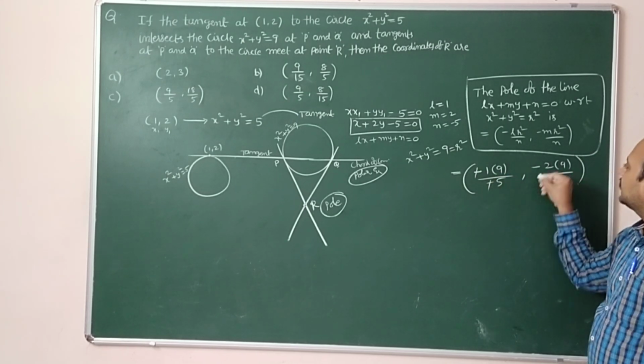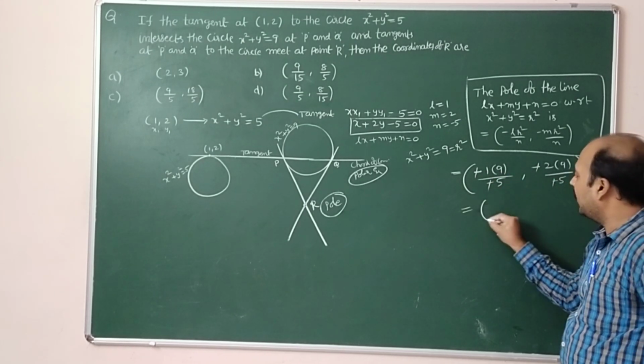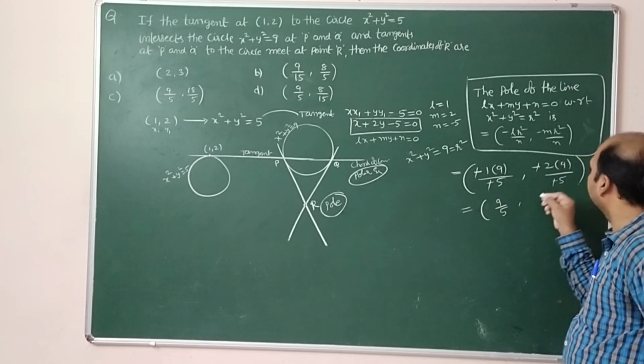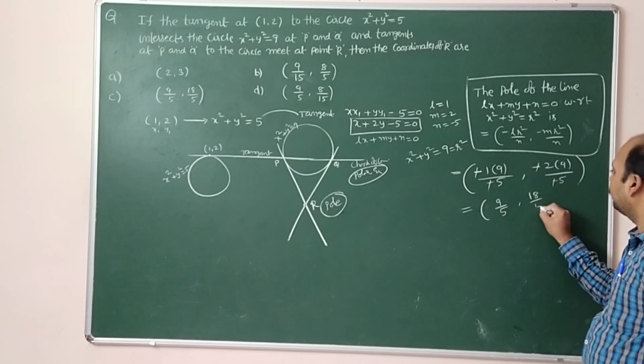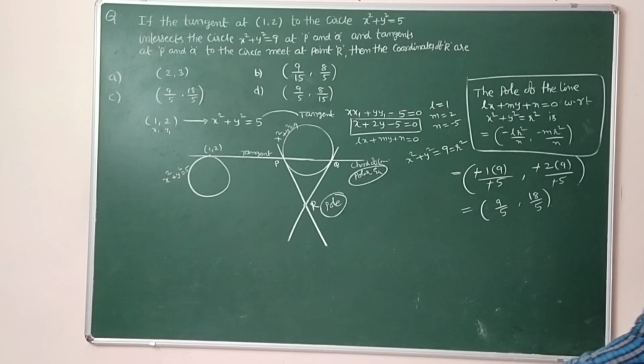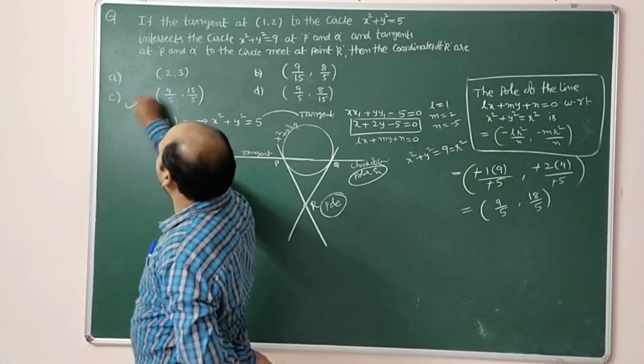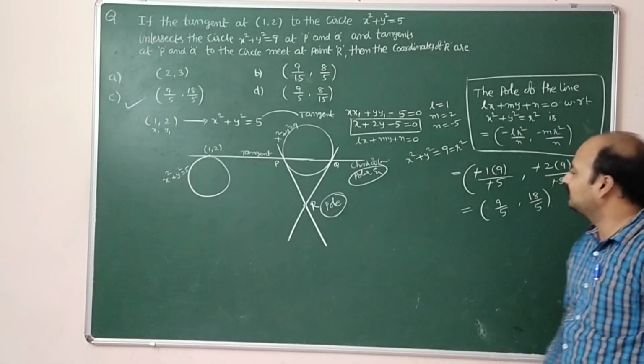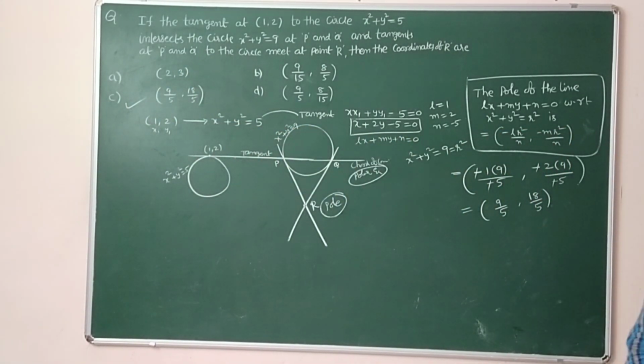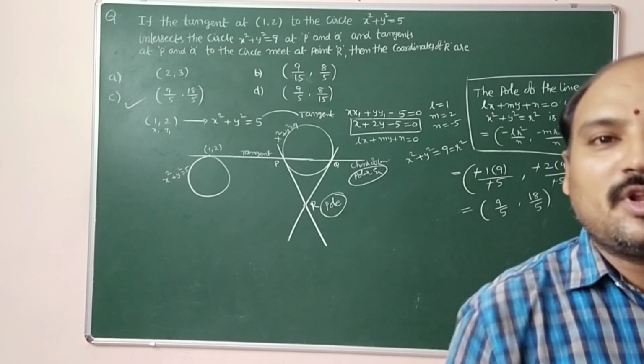So minus gets cancelled. 9 by 5, 18 by 5. So 9 by 5, 18 by 5 is called the pole. This option is there in the third. So 9 by 5 comma 18 by 5. We will go to the next question.